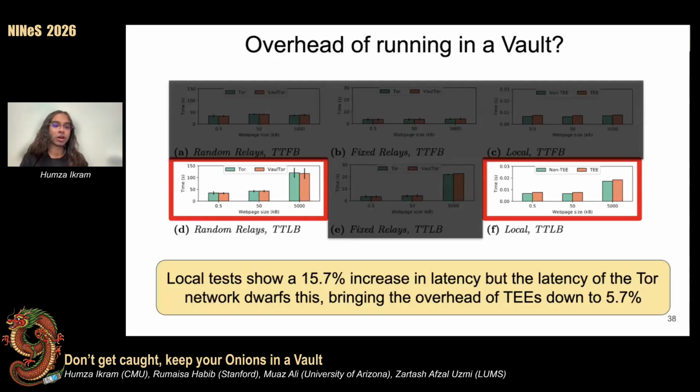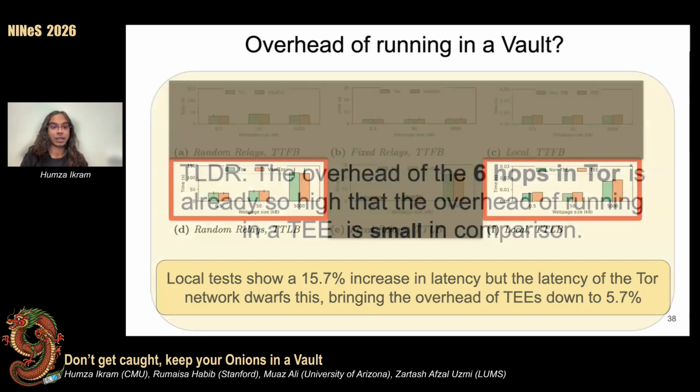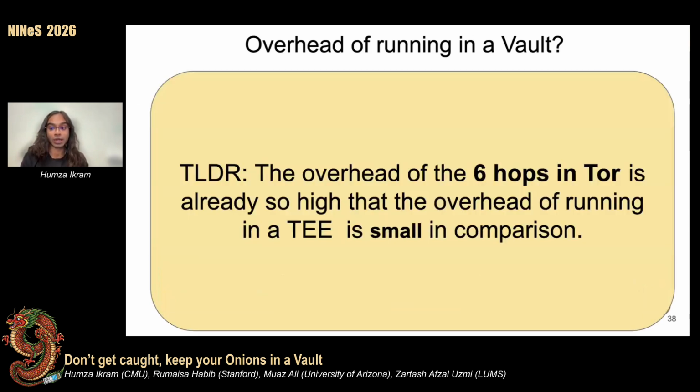There is a small thing of the overhead of running it in a vault in an enclave. Like a TEE has some non-trivial overhead because it's hardware protected memory. But in summation, what we found in our implementation is that because Tor has 6 hops that already have such a high overhead, running it inside a TEE is not that bad. The overhead of running it inside a TEE is not bad compared to the 6 hops. You can look at more details in the paper and for our experiments and so on, but yeah.